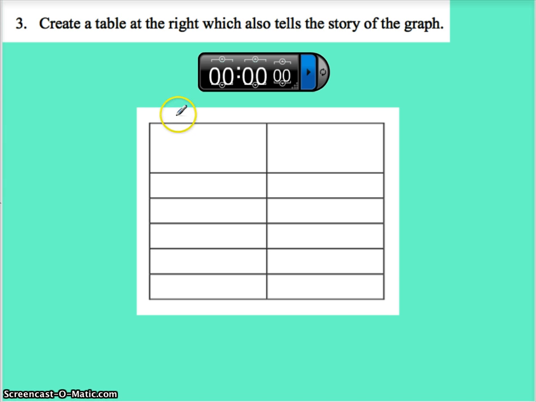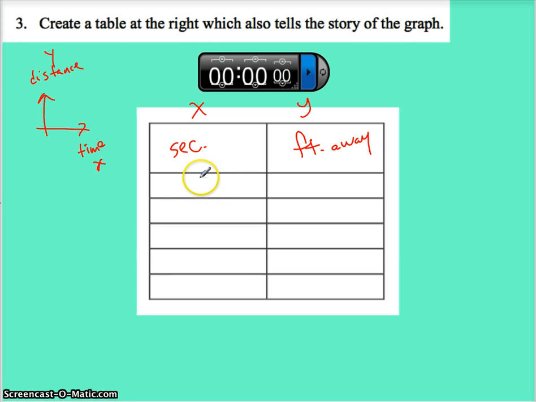So if we have to create a table that tells the story, we saw that the x-axis was your time, and your y-axis was your distance. Because of that, your first column is always your x value. Your second column is your dependent or y value. So that means that this must be my seconds, and this right here must be my feet away.